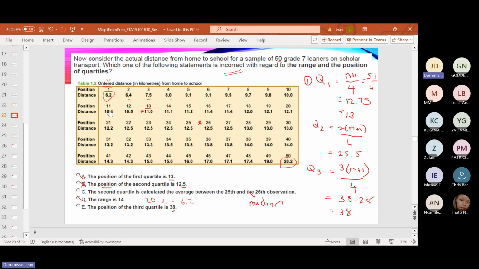So again, if they ask us what the value of Q3 was, the position is 38. If I wanted to say what the value is, it would have been 14. Okay, so again, it is important to remember the difference between value and position. This question was fully focused on anything that has to do with the position of Q1, Q2, and Q3.